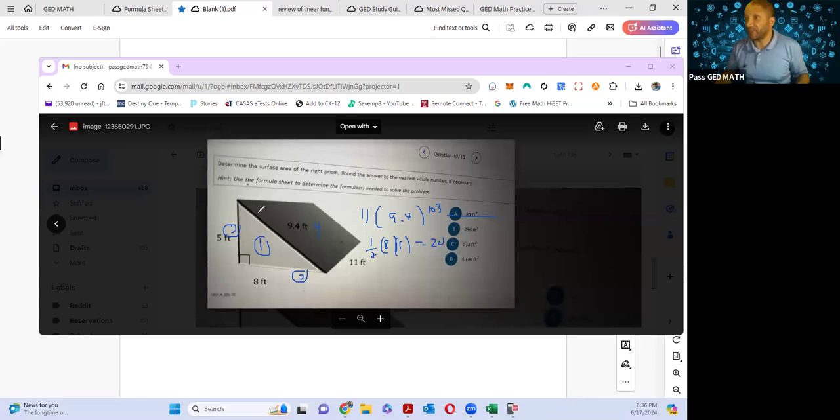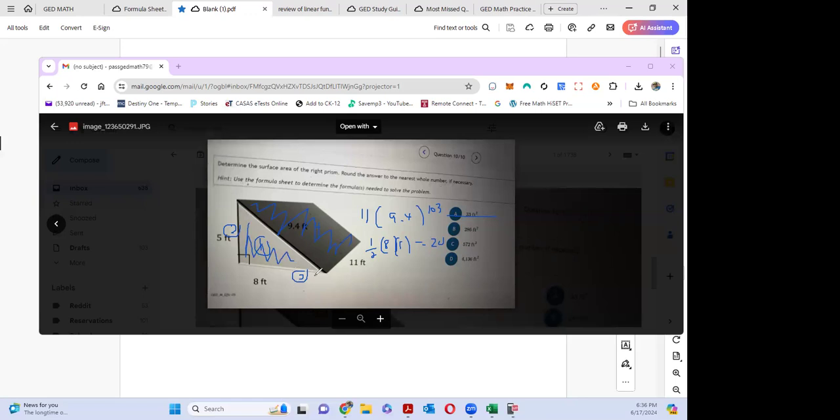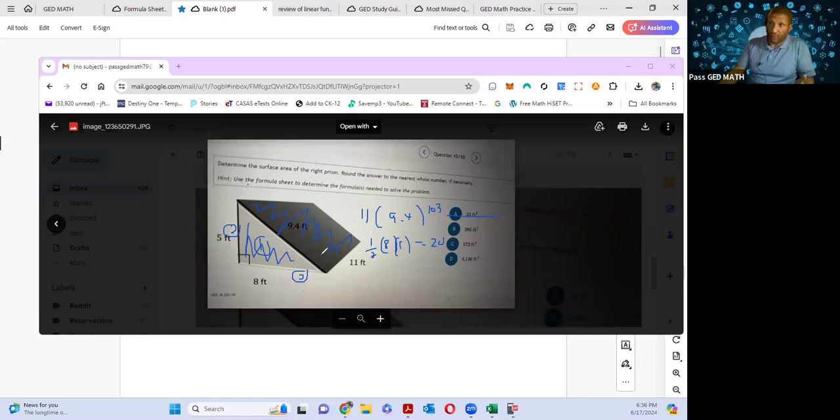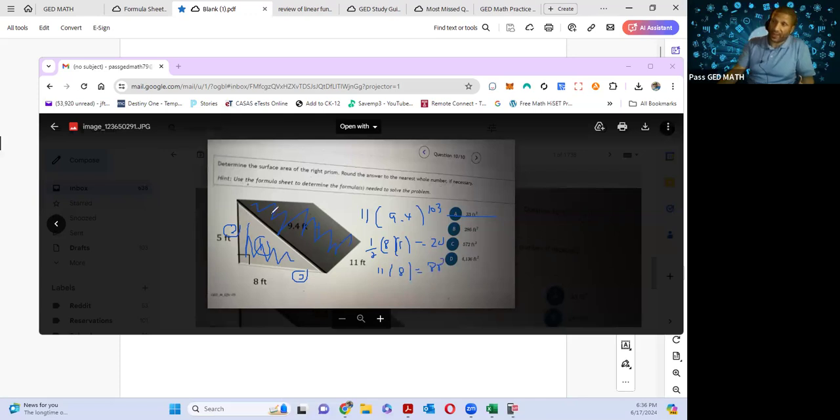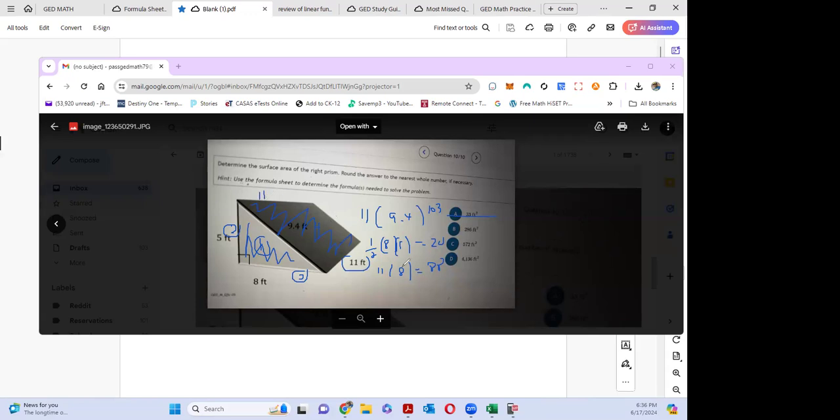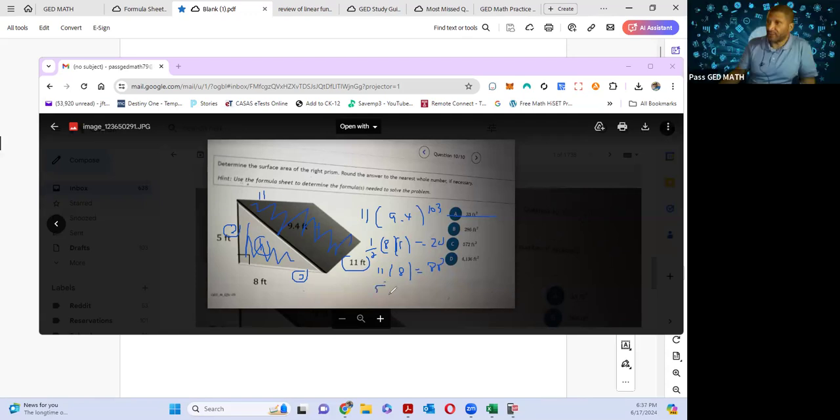So we got this surface here. We did 11 times 9.4. We did this surface here. We did 5 times 8. The surface on the bottom is also a rectangle, right? And that is 11 times 8, which is 88. And then we have this surface back here, which is also a rectangle, but that's 5 by 11. Because if this side is 11, this side is 11, right? 5 times 11.